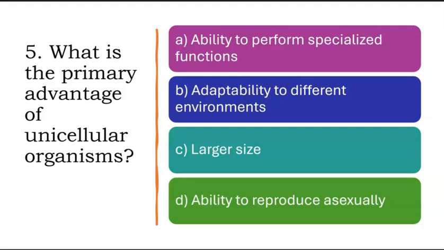Number 5, what is the primary advantage of unicellular organisms? A. Ability to perform specialized functions. B. Adaptability to different environments. C. Larger size. D. Ability to reproduce asexually.